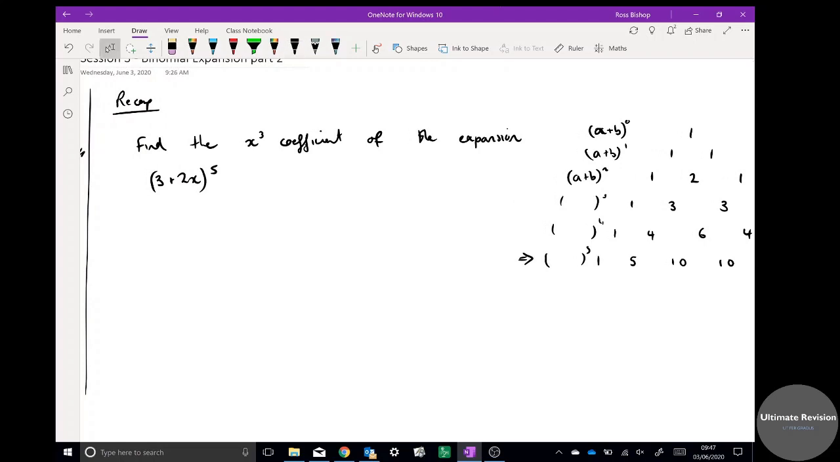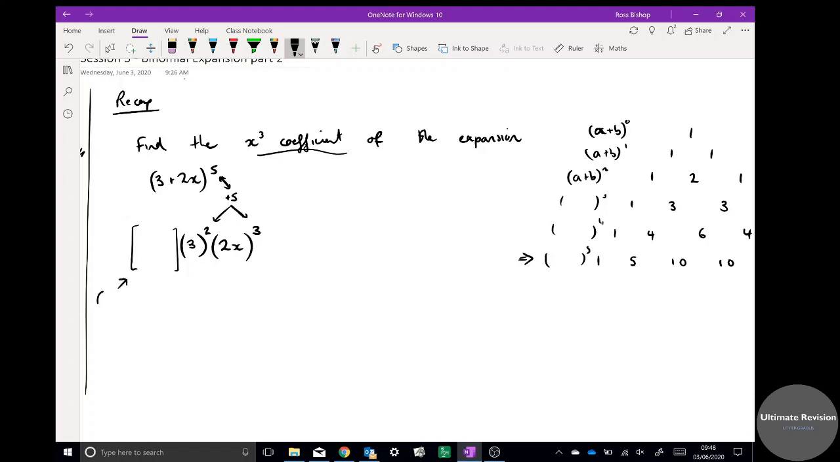Right, the x cubed coefficient. I'm only interested in the x cubed. The way I'm going to get x cubed is if I have 2x to the power of 3. I'm not going to expand the whole thing, I'm just going to look at 2x. I need that part of the term to be to the power of 3. That means the a part, the 3, must be to the power of 2, because remember what we said last time, these two powers must add up to 5, which is the total power there.